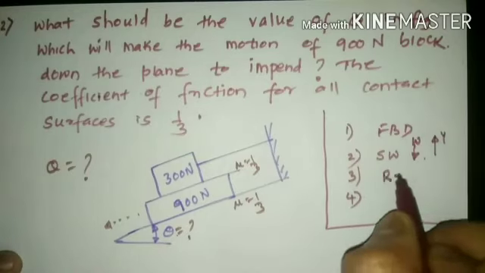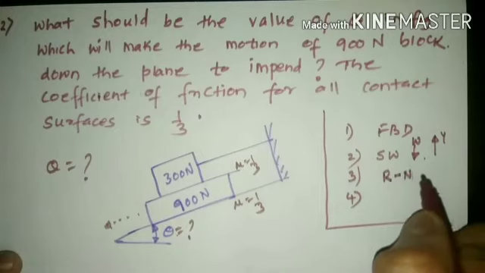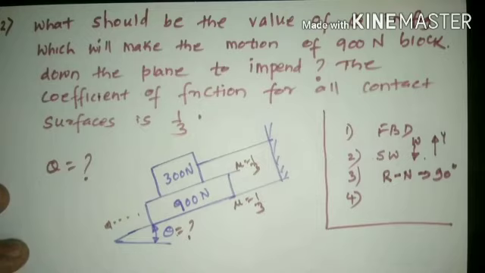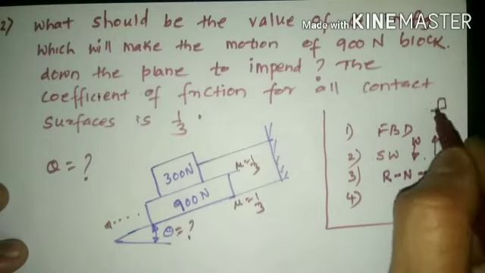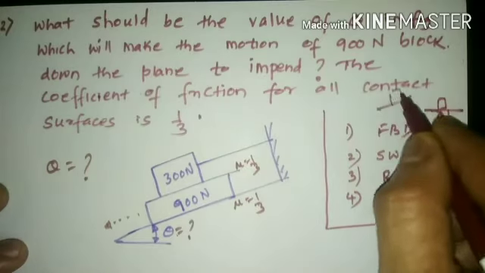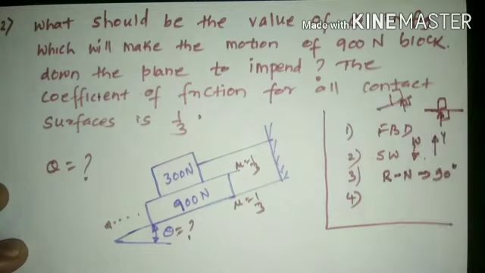Then reaction, or else normal reaction N, will always make an inclination of 90 degrees to the plane of contact. So whether it is a horizontal surface, reaction will be perpendicular. If it is an inclined surface, reaction will be perpendicular to the inclined surface. That is the third condition.